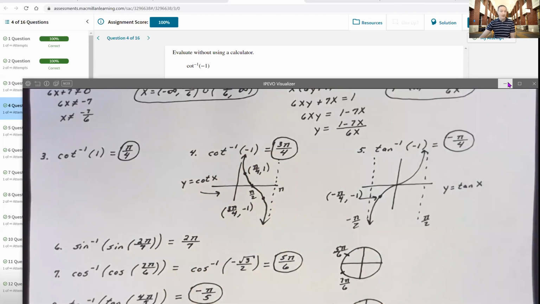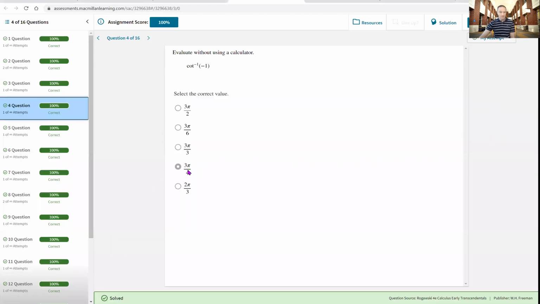The one and only correct answer, and that's why it's an inverse function. For every input, there is one and only one output. So I can say it has to be 3 pi over 4, which now if you look, it certainly was. Now, they didn't try to trick you.